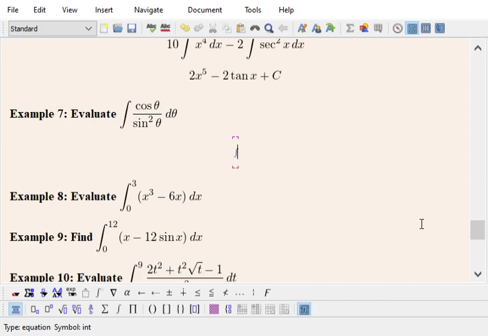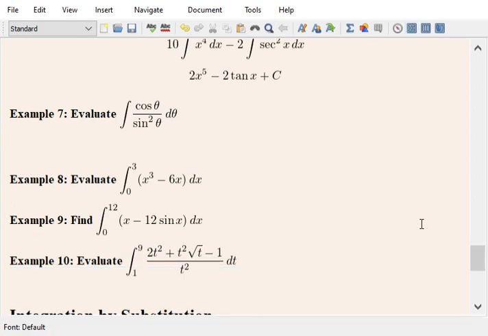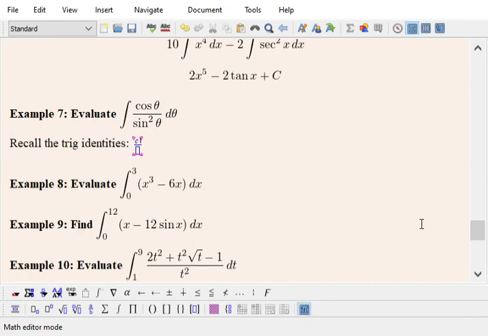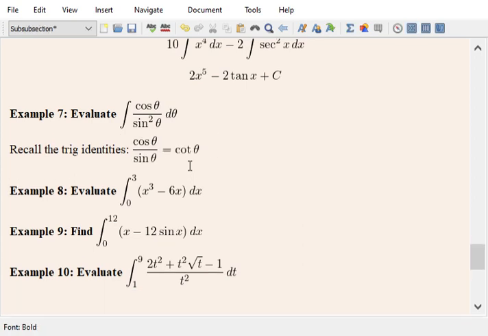So, one trig identity that you may or may not remember, well, there's two of them. Recall, cosine theta over sine theta, that is cotangent. That is literally what the cotangent function is. It's just cosine over sine.